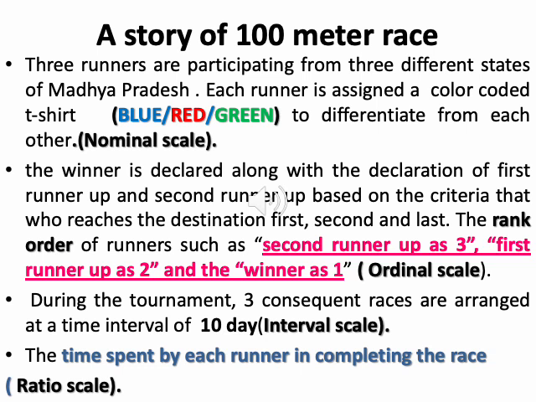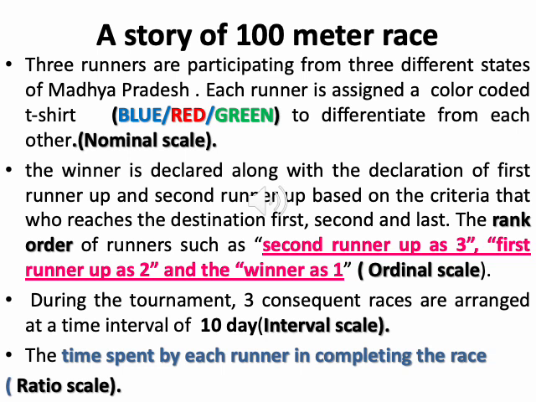At last, let me tell you this story. Suppose 3 runners are participating from 3 different states of Madhya Pradesh, and each runner is assigned a color-coded t-shirt to differentiate them from each other. The colors of the t-shirts are blue, red and green, so this is a nominal scale. The winner is declared along with the first runner-up and second runner-up based on the criteria, meaning who reaches the destination first, second and last. The rank order of the runners is an ordinal scale.